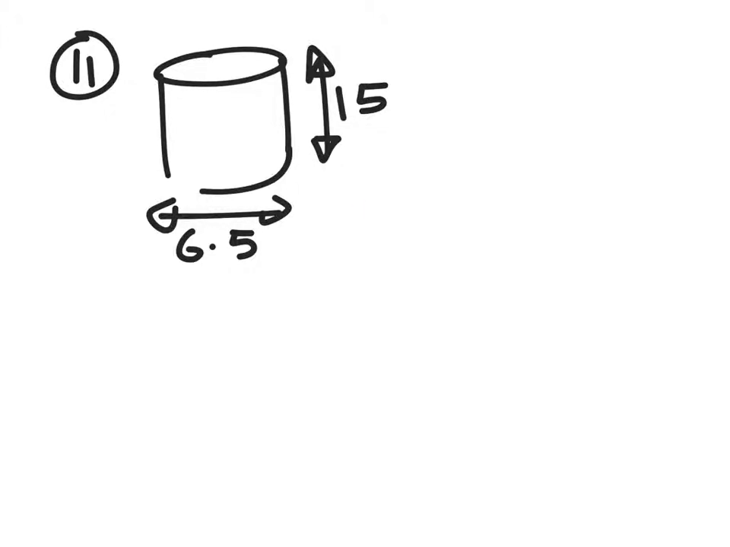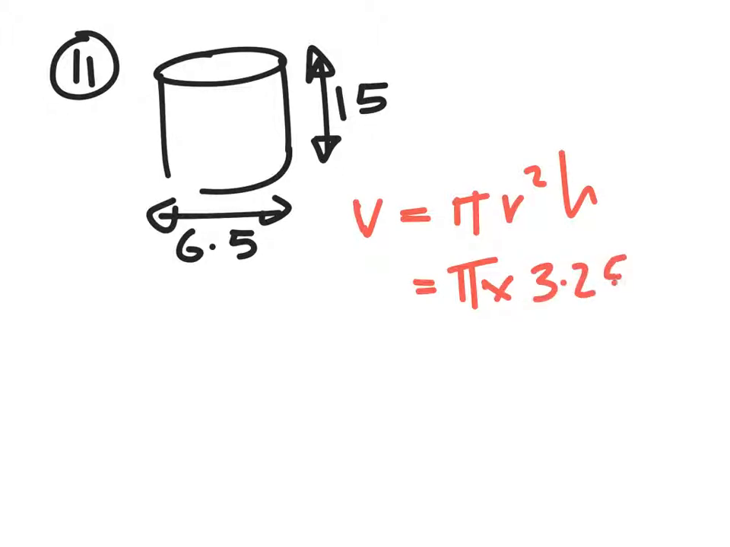Question 7. The volume of the first cylinder is pi r squared h, which is pi times 3.25 squared times 15, and that comes out to be 497.7.